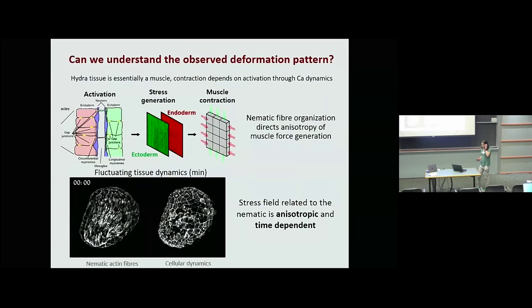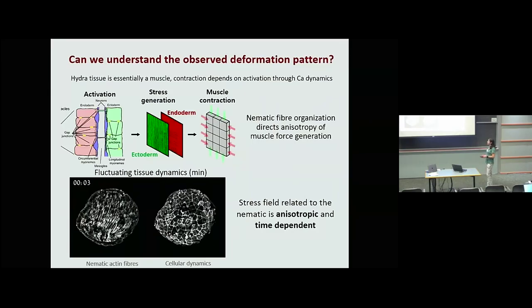Okay, so first of all, we wanted to see whether we could understand this observed deformation pattern and its relation to the fiber organization. For this, you need to appreciate that the hydra tissue is essentially a muscle, which means that its activation is calcium dependent. So if you want to think of an active stress associated with the nematic, we think the right way to think of it is as something that is not only anisotropic, according to the direction of the nematic, but also changing in time, and time dependent.